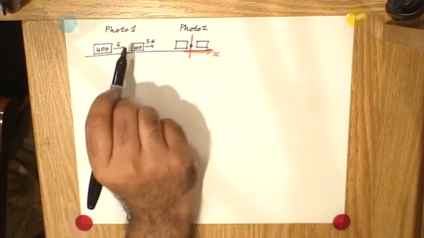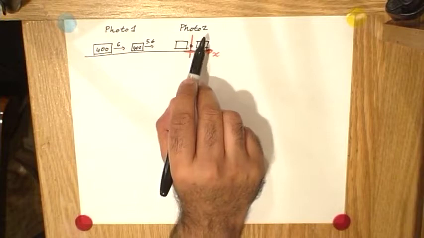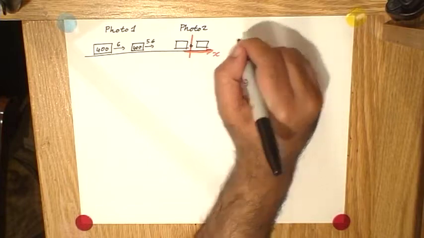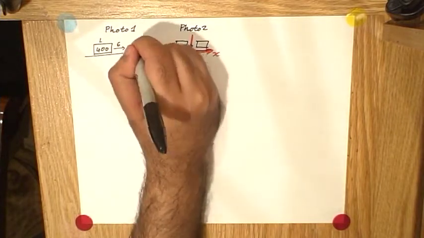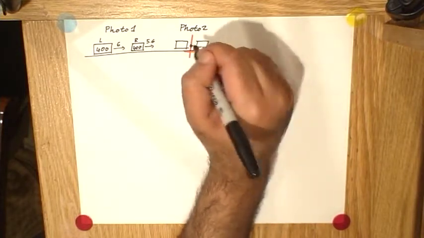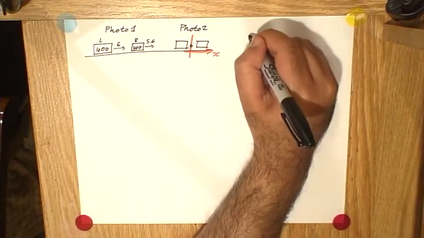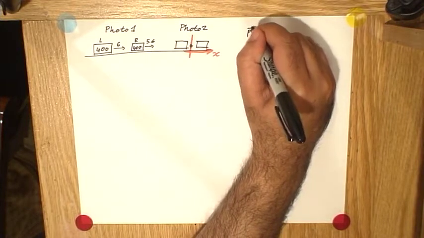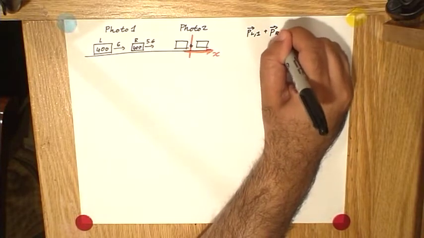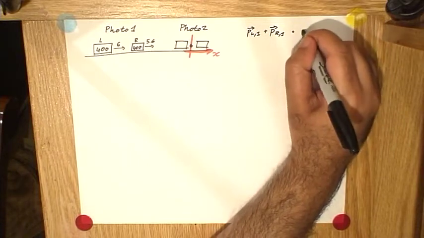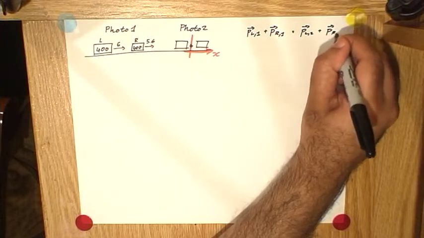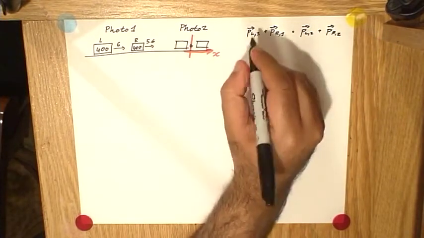Conservation of momentum tells us that the total momentum in photo 1 must equal the total momentum in photo 2. So the total momentum in photo 1 is, I'm going to call the left car L, and I'm going to call the right one car R. The total momentum of the two cars in photo 1 is the momentum of the left car in photo 1 plus the momentum of the right car in photo 1. And that's all equal to the momentum of the left car in photo 2 plus the momentum of the right car in photo 2. Expand this out.